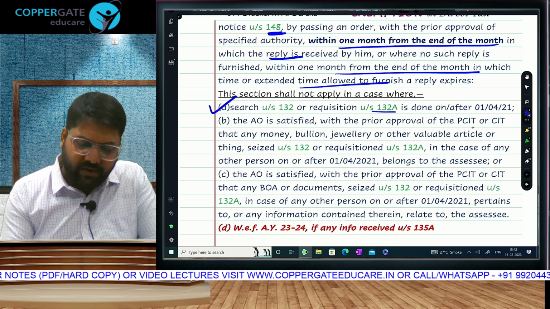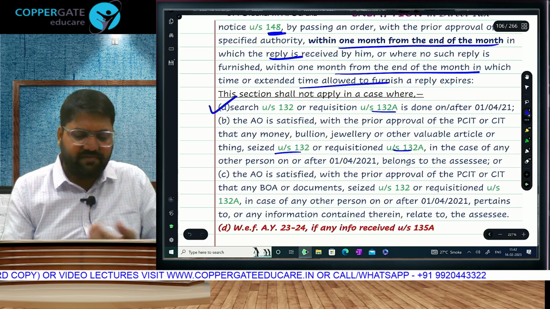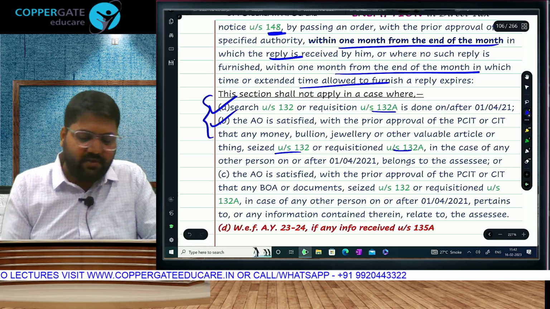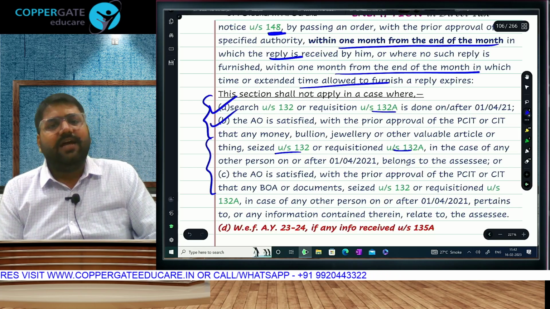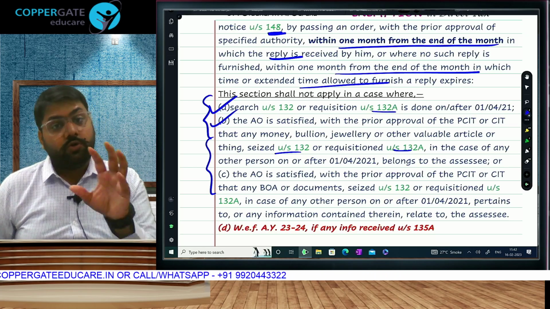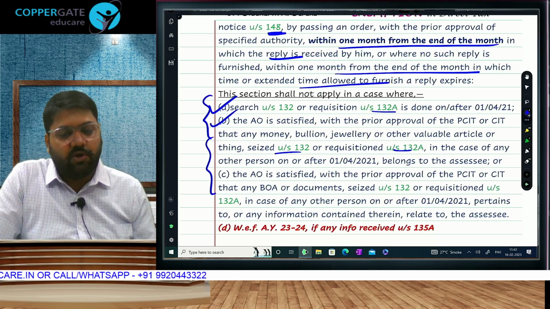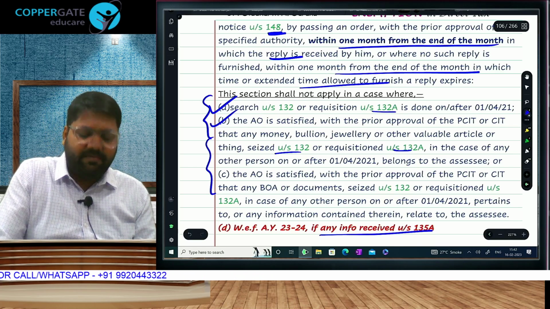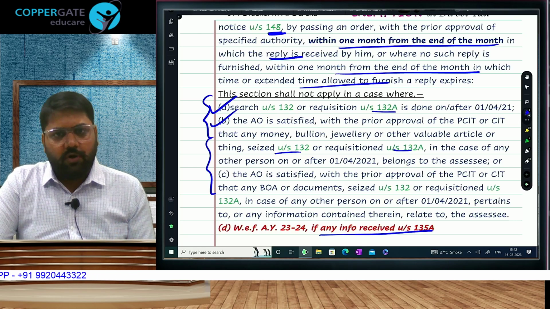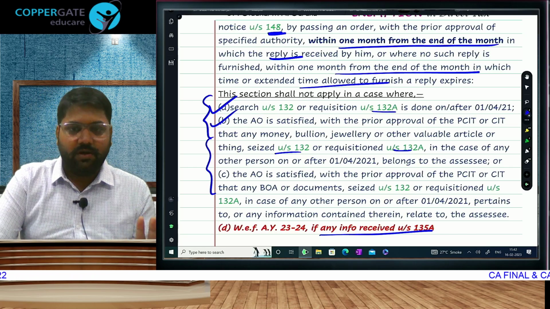If the AO is satisfied that any search which is conducted at other person's premises or requisition which is given to other person, and there any books of accounts or assets belonging to the assessee have been found, effectively you can say this is a merger of search and requisition. Only in case of search being conducted or requisition being given to the assessee himself or to a third party where books of accounts or documents or assets belonging to the assessee have been found, and this is an amendment. If there is any information received under section 135A, the procedure need not be followed. So these four cases, plus if once followed, the second time need not be followed again.